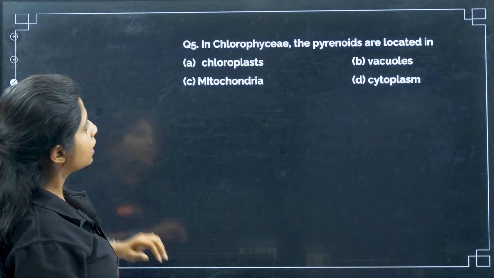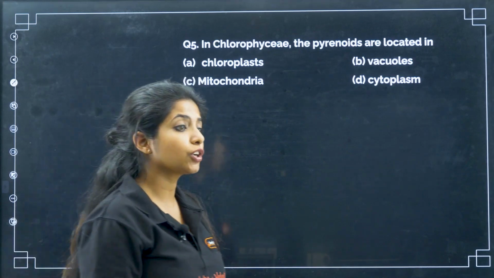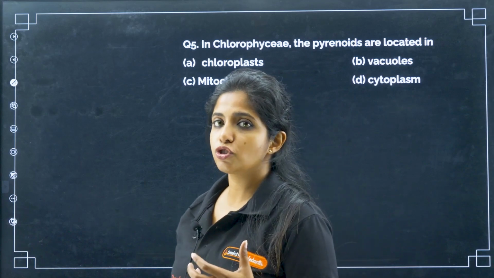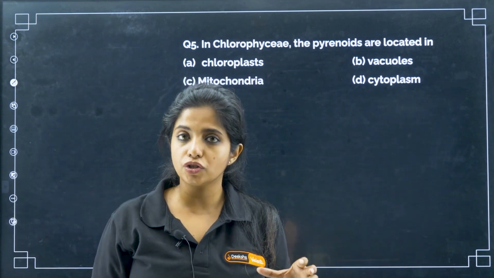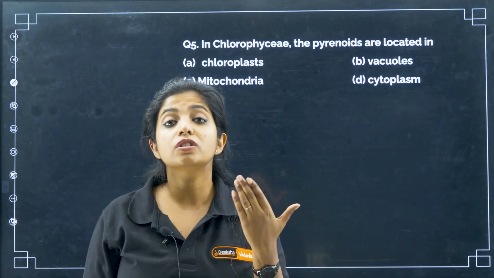Going ahead, in chlorophyceae, the pyrenoids are located in. What do you mean by chlorophyceae? Talking about green algae. Do they have pyrenoids? Yes, they have pyrenoids. And where is it located? It is inside the chloroplast, my dear children. And they not just store starch, but they also store certain proteins.